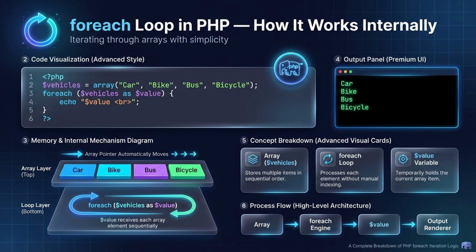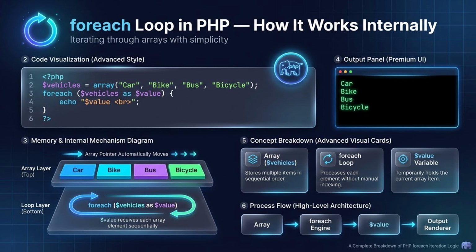To visualize what's happening internally, imagine the array items arranged in a straight line inside memory. PHP has a built-in foreach engine that reads the array element by element. As each element is reached, the loop layer receives the value and temporarily assigns it to the variable value so the program can use or display it. You don't have to manage the pointer, the index numbers, or the stopping condition. PHP takes care of all of that automatically.